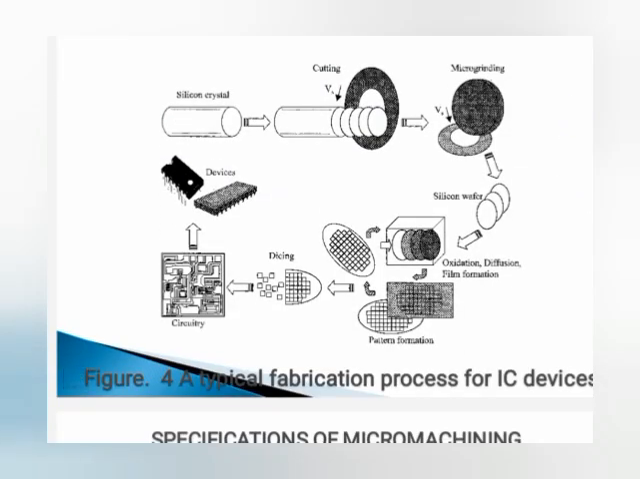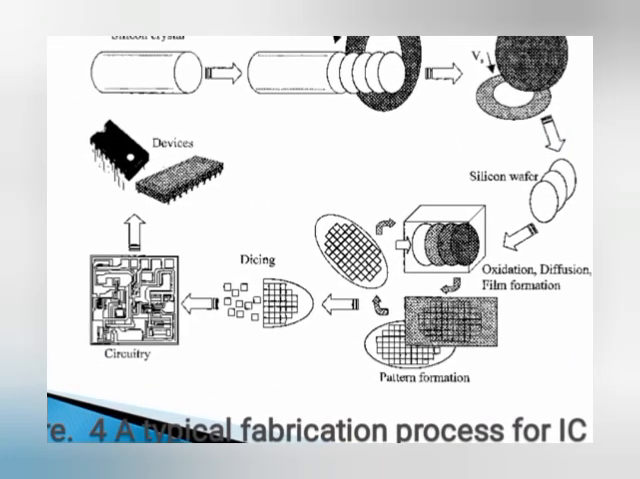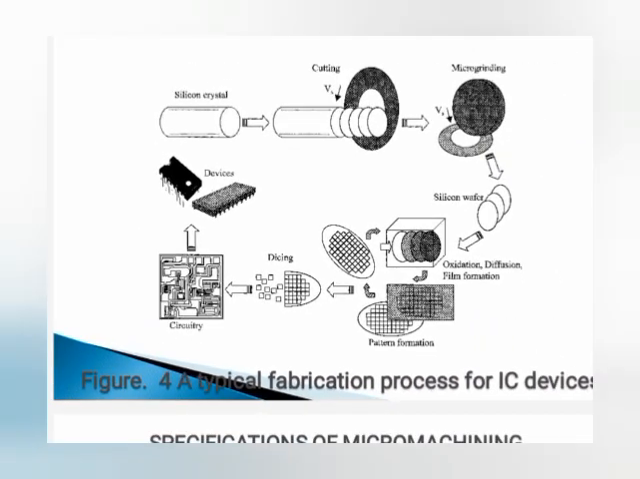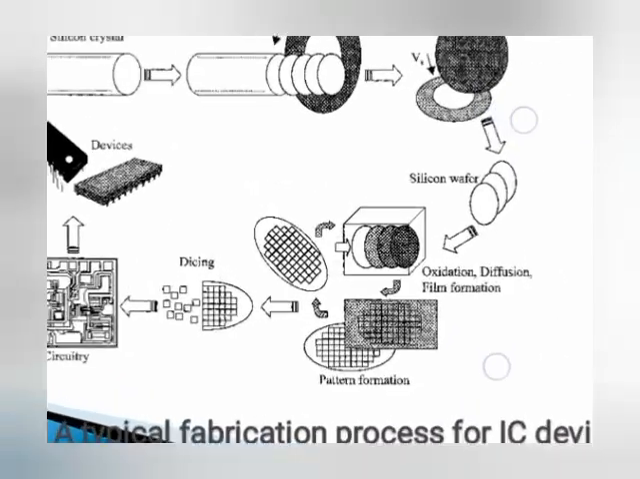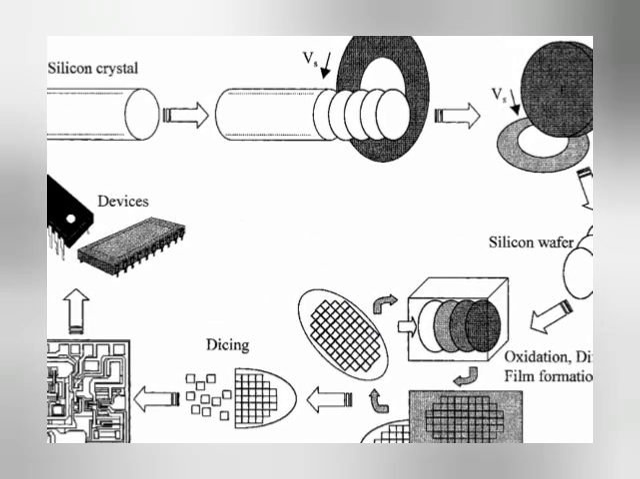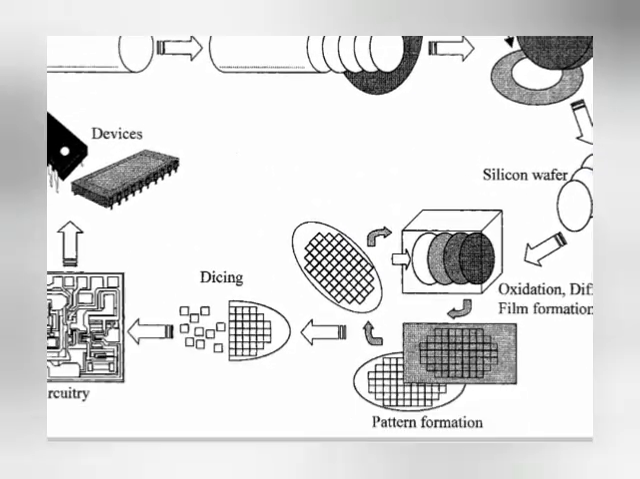So this is silicon crystal cutting and micro grinding of silicon wafer. So you see the cutting and then silicon wafers and pattern formation, so circuit. So this is the typical fabrication process of IC devices. First silicon crystal cutting, micro grinding in silicon wafer, and further dicing, and then the device's circuitry pattern formation.